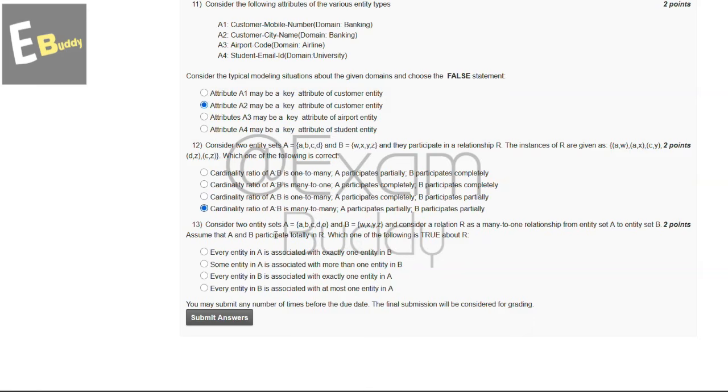Consider two entity sets A equal to {a, b, c, d, e} and B equal to {w, x, y, z} and consider a relation R as a many to one relationship from entity set A to entity set B. Assume that A and B participate totally in R. Which one of the following is true about R? So these are the options and the answer of our 13th question is A. Now submit your answer.